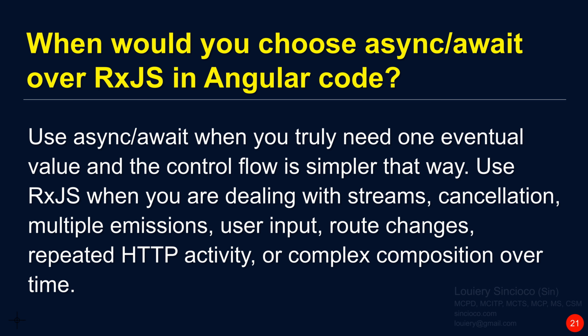When would you choose async await over RxJS in Angular code? Use async await when you truly need one eventual value, and the control flow is simpler that way. Use RxJS when you are dealing with streams, cancellation, multiple emissions, user input, route changes, repeated HTTP activity, or complex composition over time.